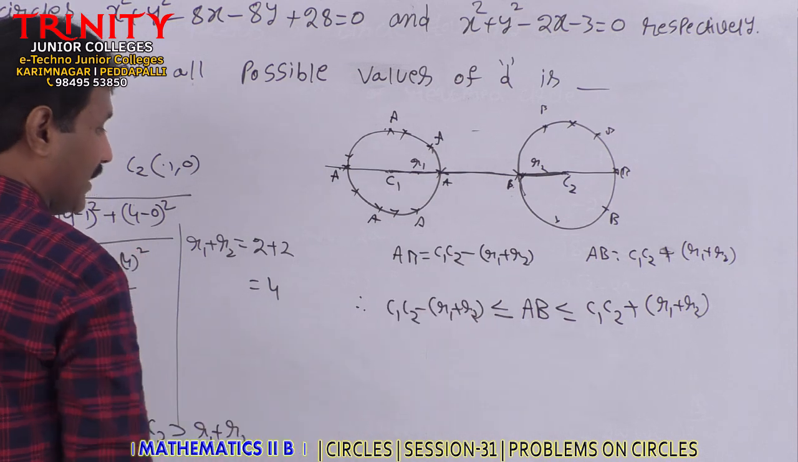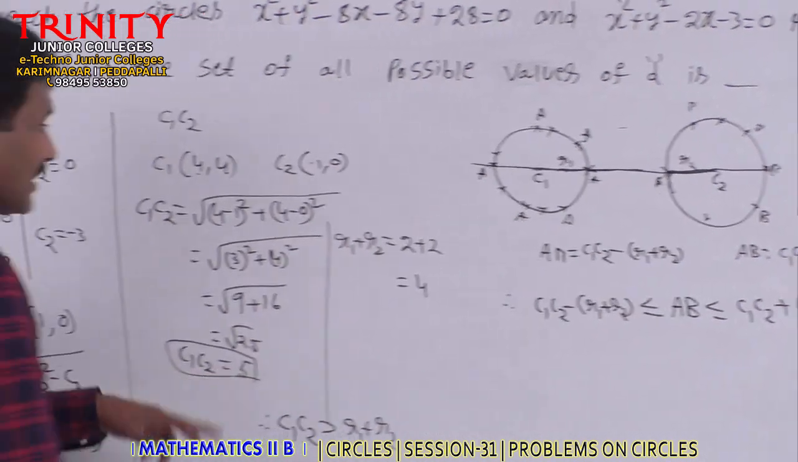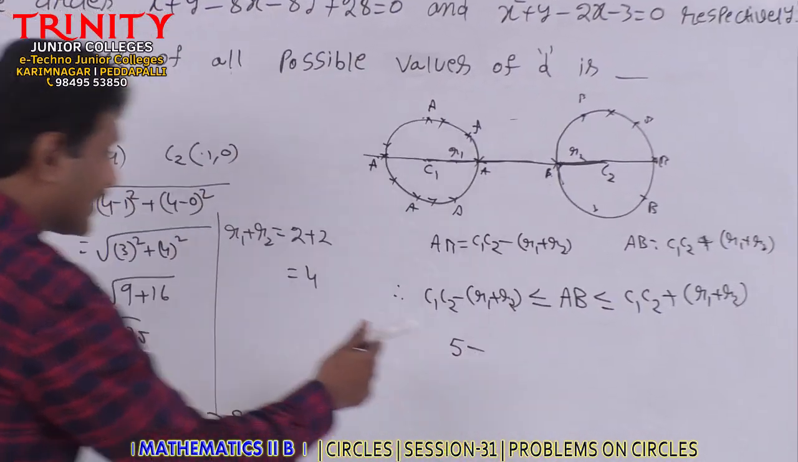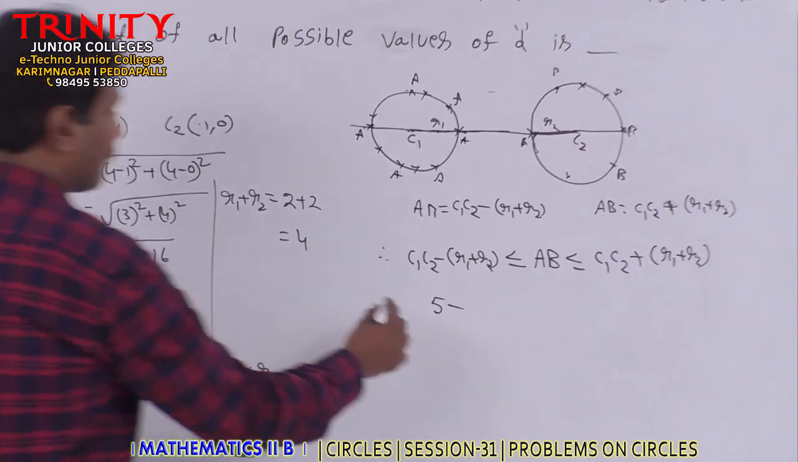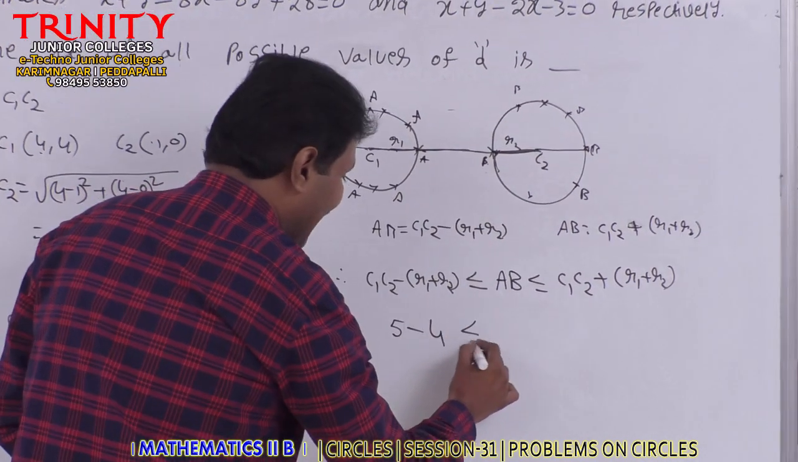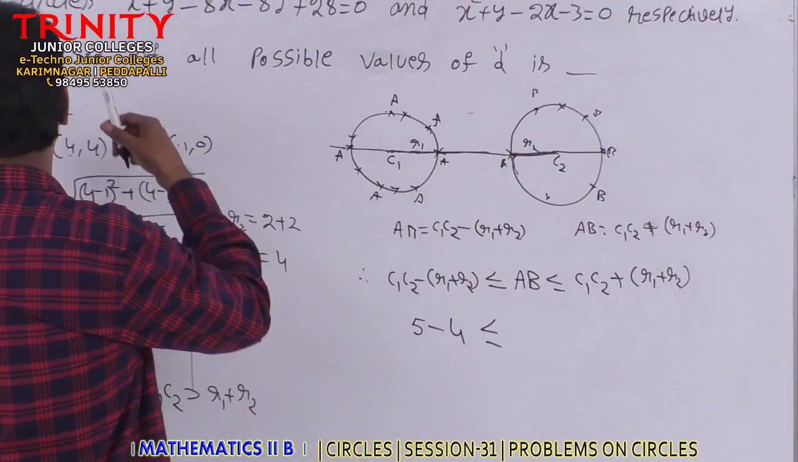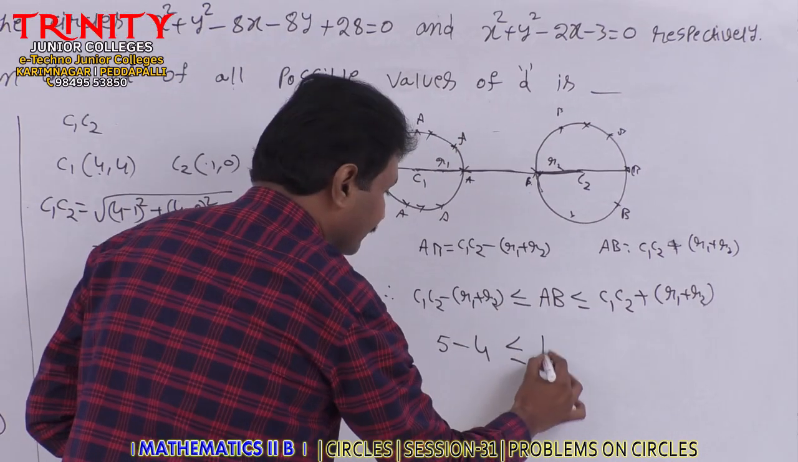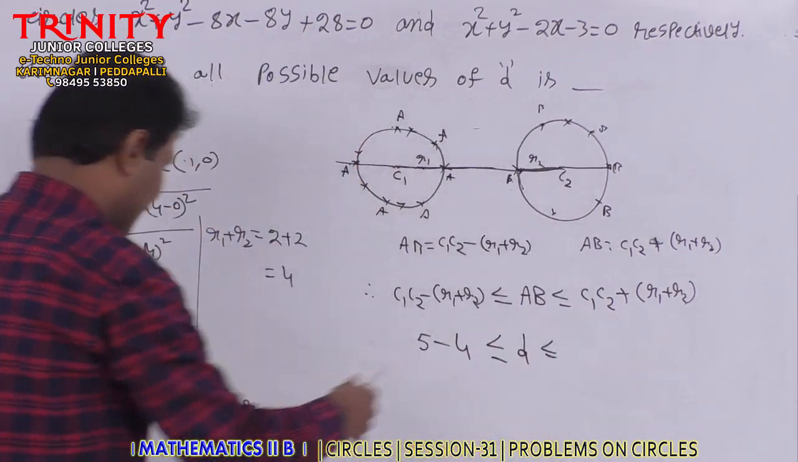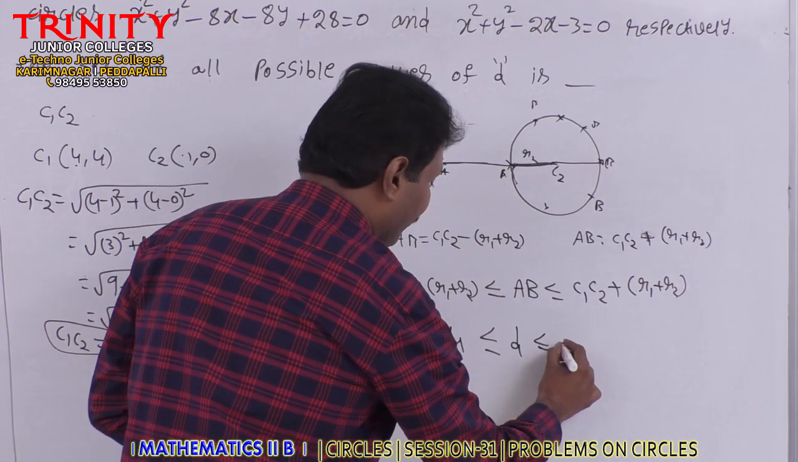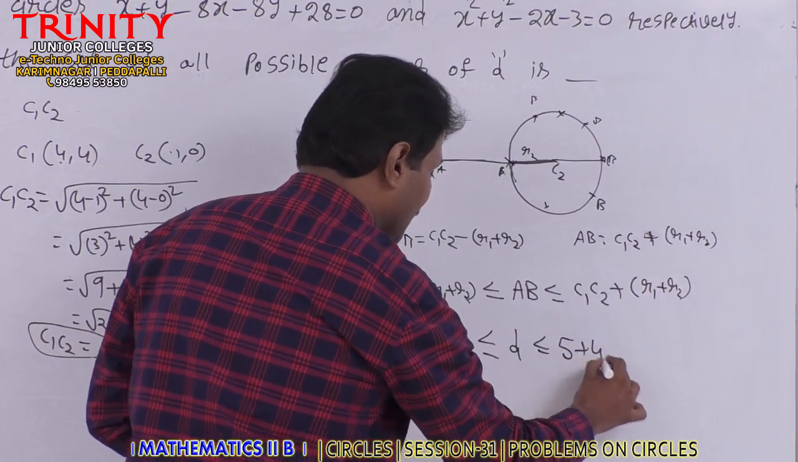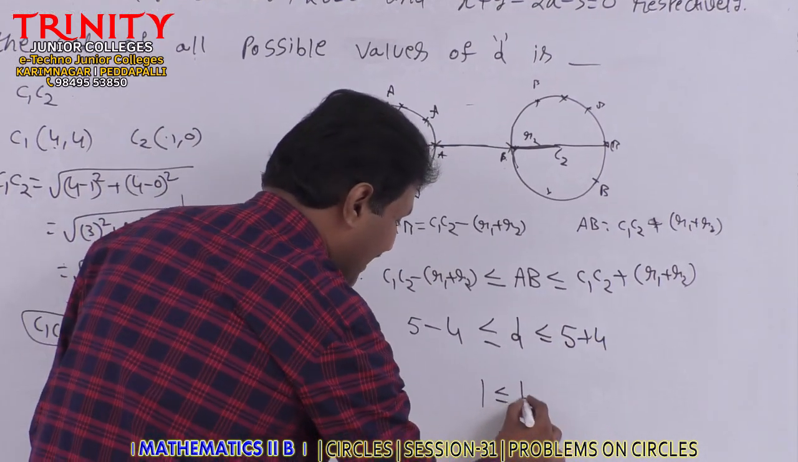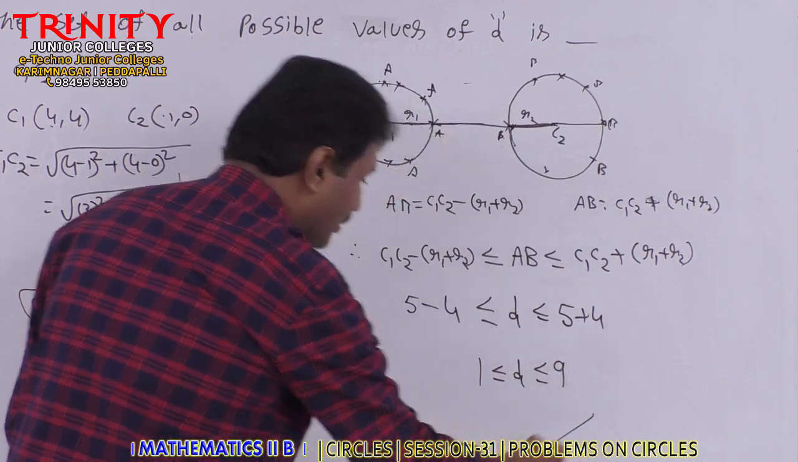This is the property. We know that the length of C1C2 is 5 and R1 plus R2 is 4. So 5 minus 4 is less than or equal to the distance between the points A and B, named D, which is less than or equal to C1C2 plus R1 plus R2, that is 5 plus 4. Therefore, 1 ≤ D ≤ 9.